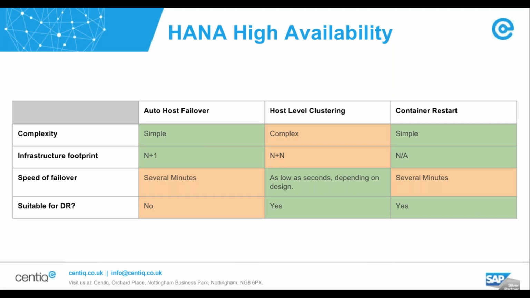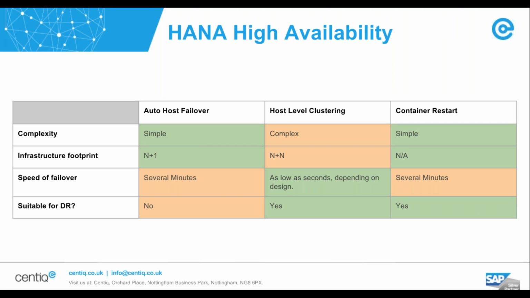Yeah. So speed of failover, we've got two slow ones and a fast one, potentially, to cut a long story short. So you can design the host level clustering to be lightning. It can fail over within seconds of detecting an error, whereas the other two options are always going to be several minutes minimum. Yeah. So our auto host failover isn't going to be suitable for DR. You can't have 10 nodes on one site and one node on the other and hope that if one site fails, it will magically all work. You'd expect all those nodes to be in the same rack or next to each other.